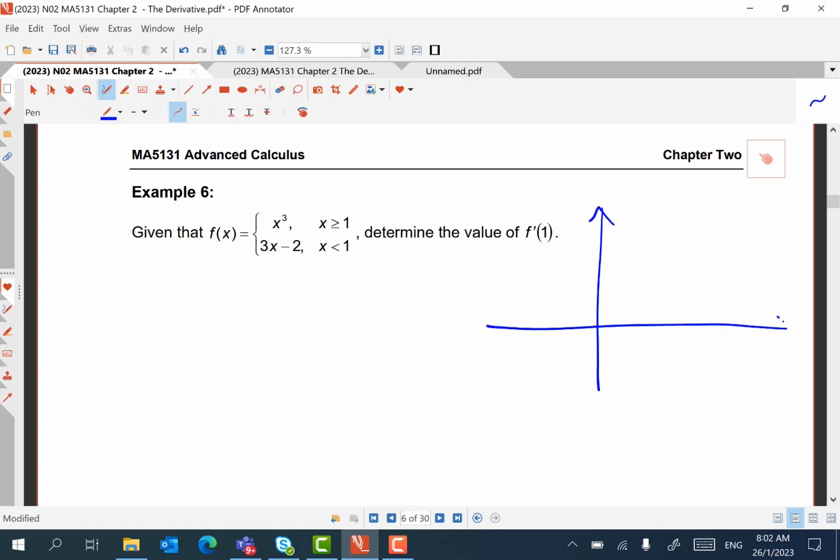Bearing in mind that the demarcation happens at x equals to 1. When x is more than or equals to 1, we are told that it is x cubed. So for x more than or equals to 1, it is the x cubed graph. So x cubed.